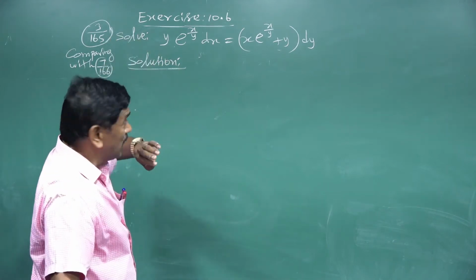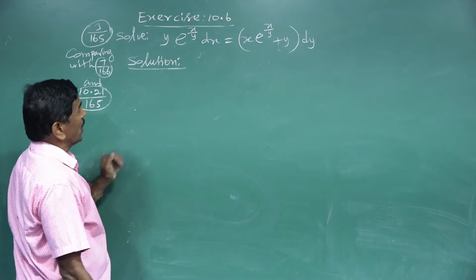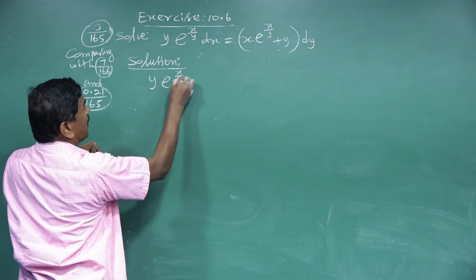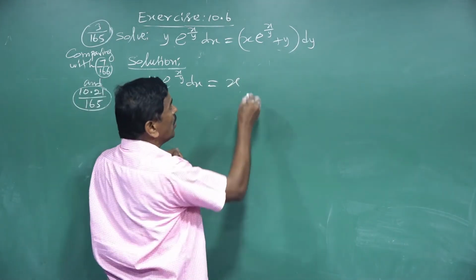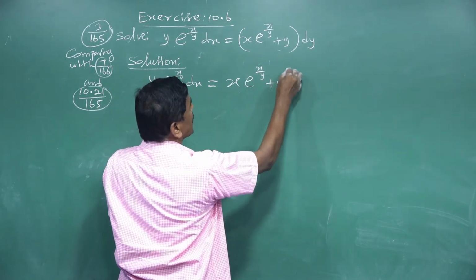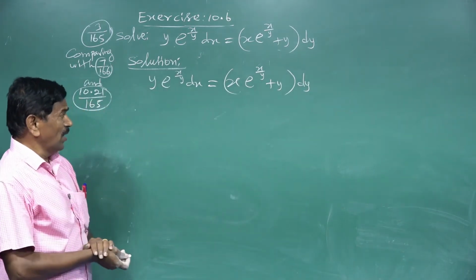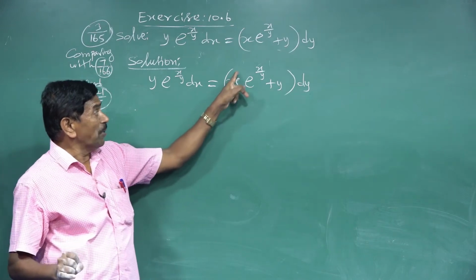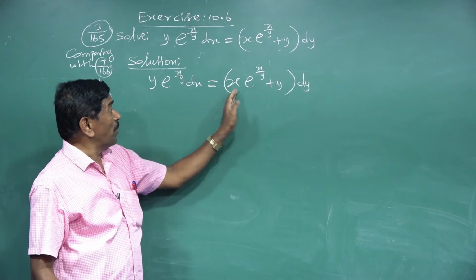Now come to the 3rd sum, I will do it myself. Okay, take your given question first. The given question is: y e^(x/y) dx = (x e^(x/y) + y) dy. Now listen again. y has power 1, exponential no need to verify power, x has power 1, and y has power 1. So power 1, power 1, power 1.